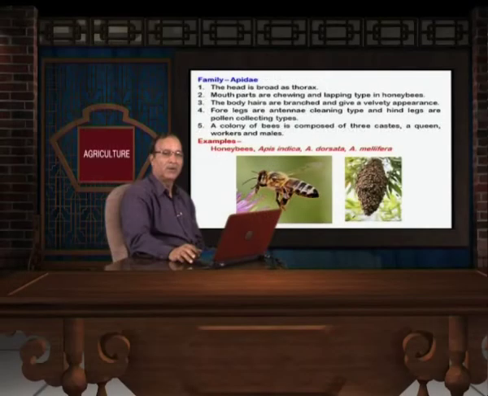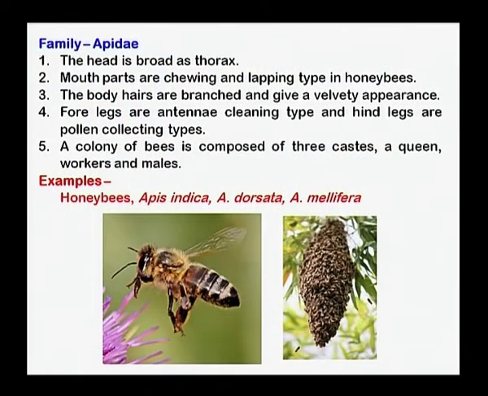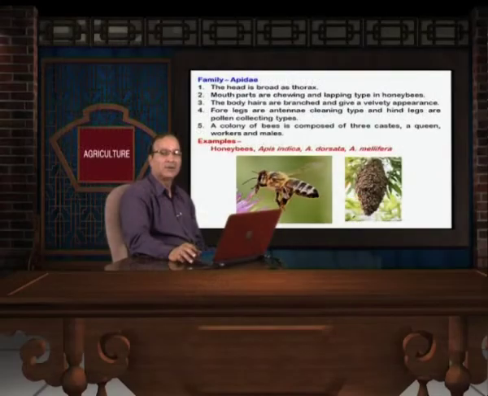The second important family under order Hymenoptera is Apidae, where we find honeybees. Different species of honeybees are common, for example Apis indica, Apis dorsata, Apis mellifera. Here the head is as broad as the thorax. It means the length and breadth of the head and thorax are equal.